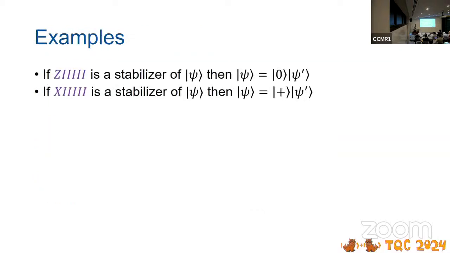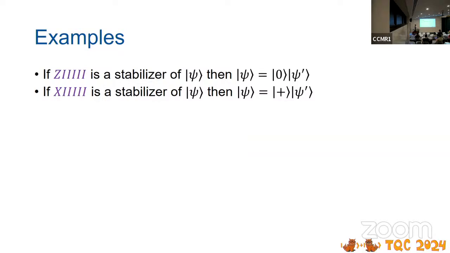So here's an example of how this works. Let's say this Pauli matrix ZIIIII is a stabilizer of psi. Then psi has to take the following form. If you take ZIIIII and multiply it by the state psi, this creates a constraint on your state. I claim that this constraint is satisfied by any state of the following form. Basically, it has to be 0 in the first qubit and then some arbitrary state over here.